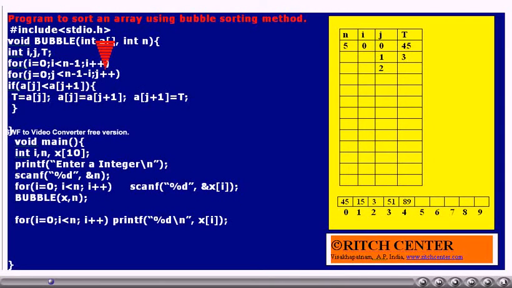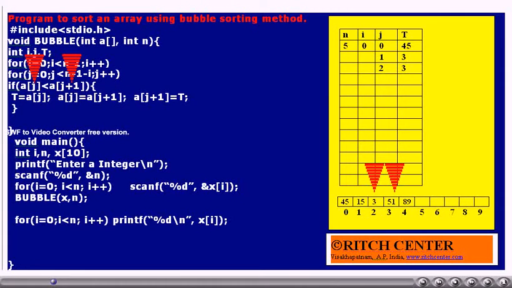Now, again the j value will be incremented by 1. Thus, the j value becomes 2. j is compared against n minus 1 minus i. Currently the i value is 0. Thus, n minus 1 minus i is still 4 only. j, that is 2, is it less than 4? Yes. Thus, the inner for loop will be executed once more.